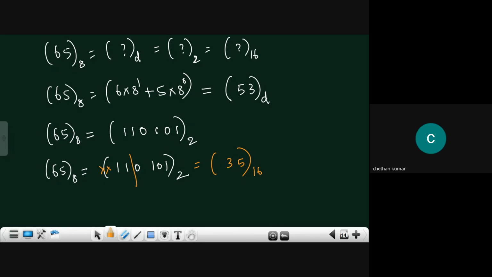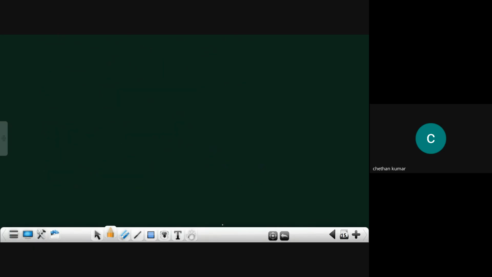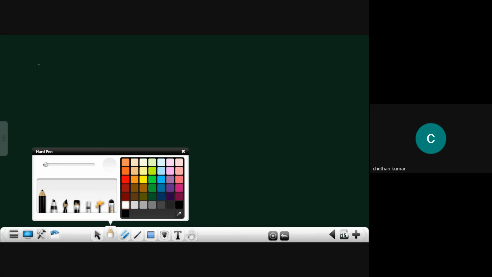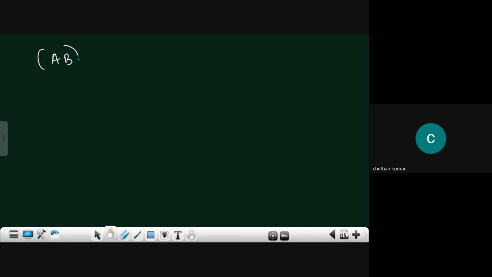Correct? Is it correct? Now you can take a hexadecimal number. You take the hexadecimal number, convert this into decimal, convert that into binary, convert that into octal. So let me give one hexadecimal number. My hexadecimal number is nothing but AB. AB in hexadecimal, convert this into what? Decimal, convert this into binary, convert this into octal.